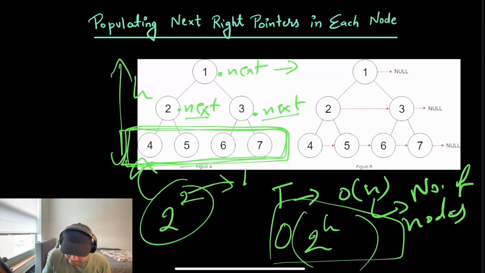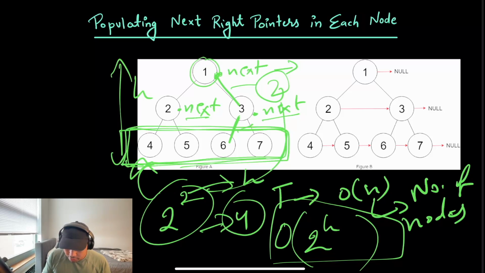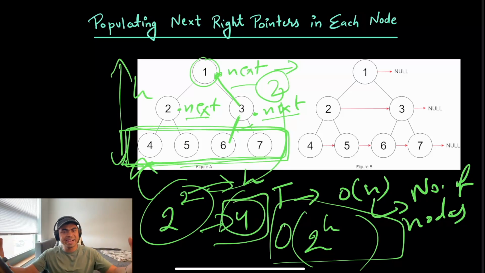This 2 comes from the h. H is the height, which is the number of nodes from the root to the leaf node. So 2 to the power 2 gives us 4. 4 is the max number of nodes you will be storing in the queue at a given time. So logically that would be our space complexity.